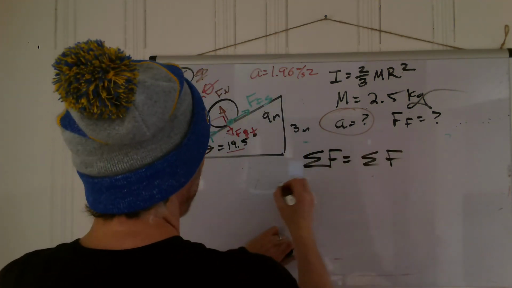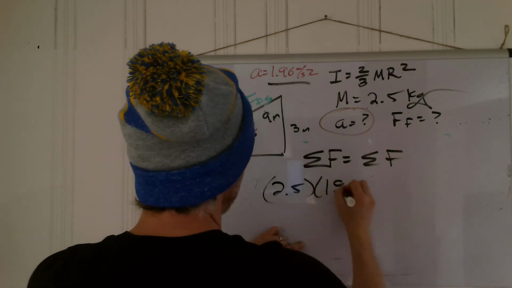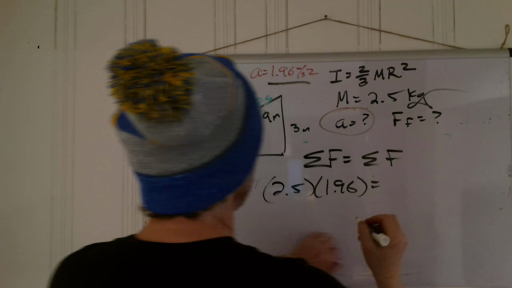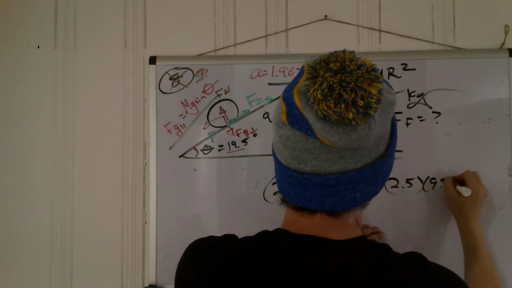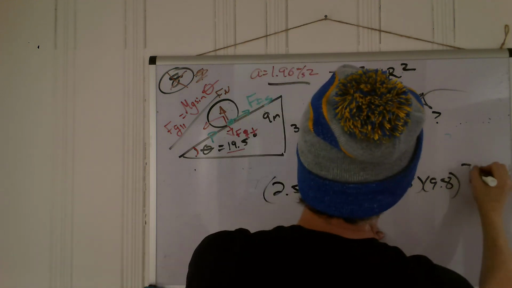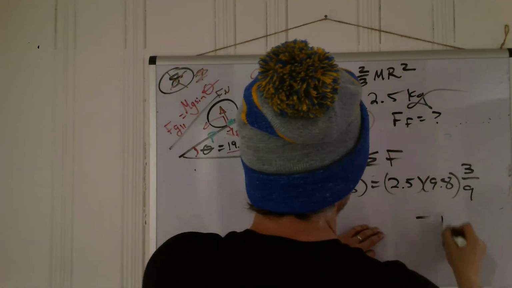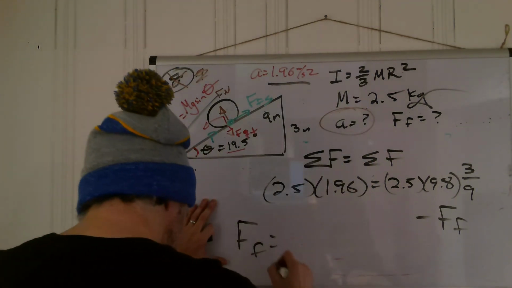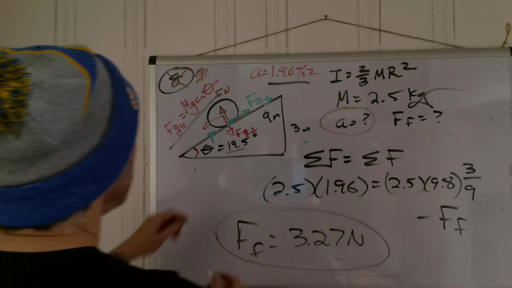So mass times acceleration: 2.5 times my acceleration equals FG parallel, which is 2.5 times 9.8 times the sine of theta. I'm going to cheat and use 3/9, so you can do sine of 19.5 if you want, minus force of friction. Then solve for the friction, and it turns out to be 3.27 newtons. So there you go.